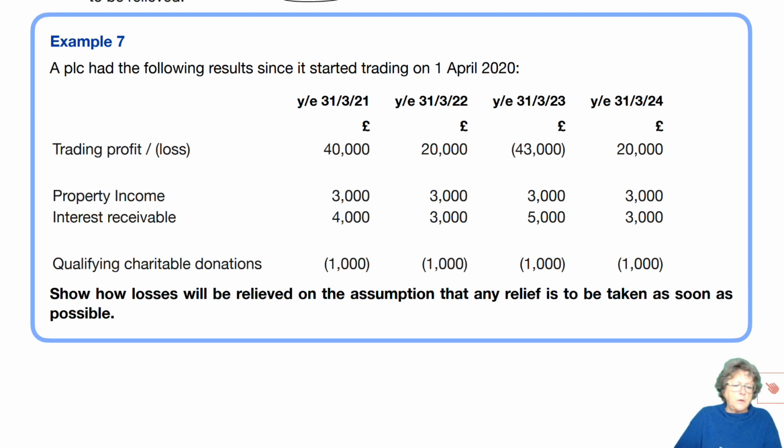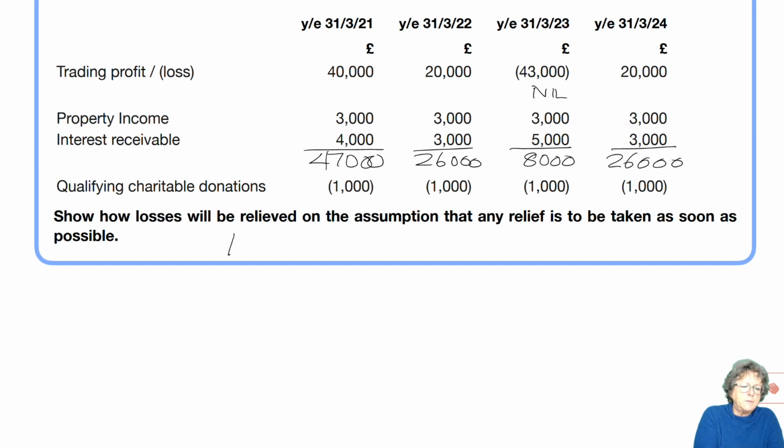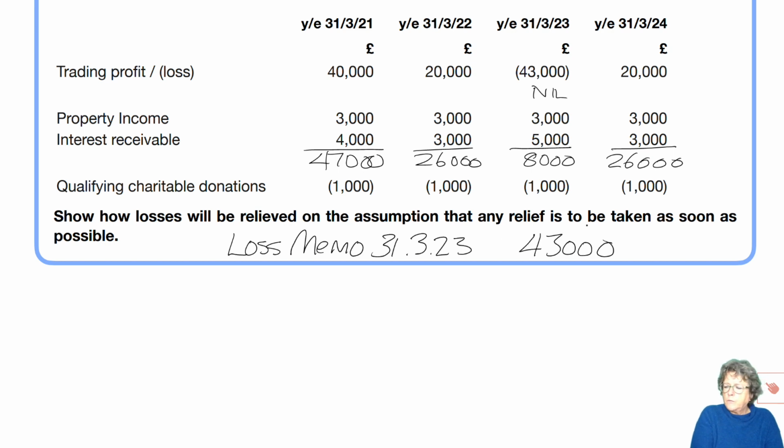Okay, so let's do some adding up of this. Because obviously what you would do in the exam would be to copy the question out. 26. So that's our current position before we think about losses. So let's do a little loss memorandum here. So it's the 31st of the 3rd, 23. We have a loss of 43,000. Okay, so we have to do a current year claim before we do anything.